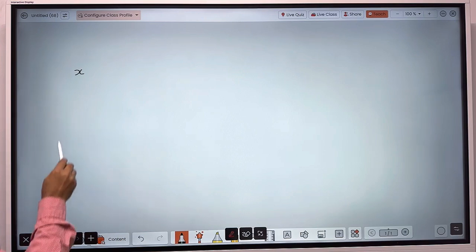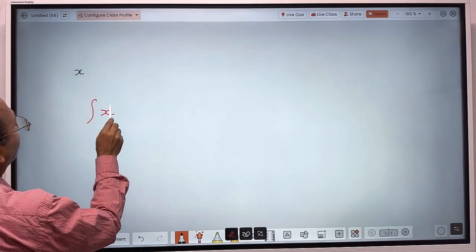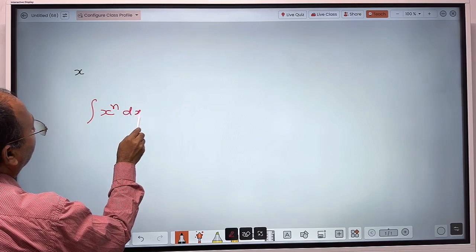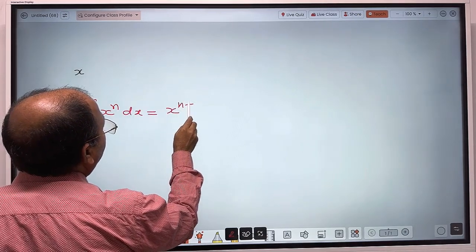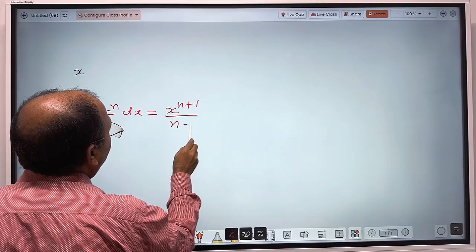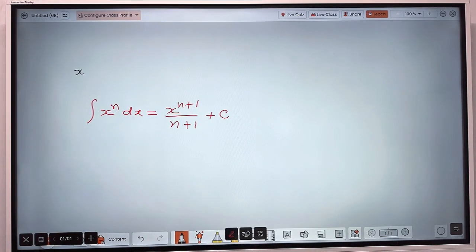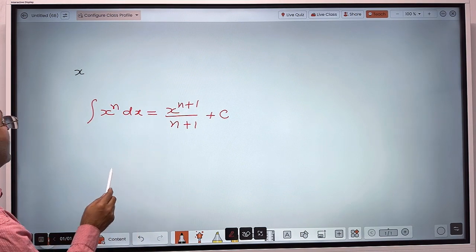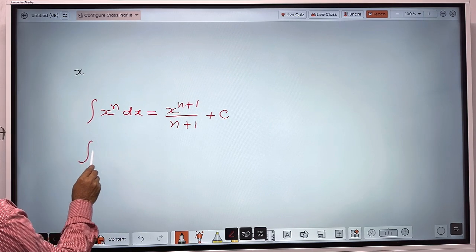So we are going to study the concept of integration. This is simple. Suppose we are given integration of x power n dx. So this will give x power n plus 1 divided by n plus 1 plus c, where c is the integration constant, and it is necessary unless there is a limit here. This is an indefinite integral. Now let's see some questions.